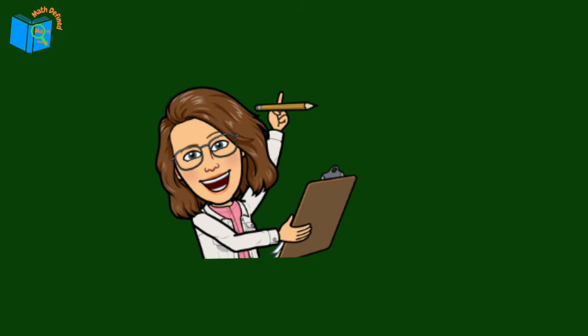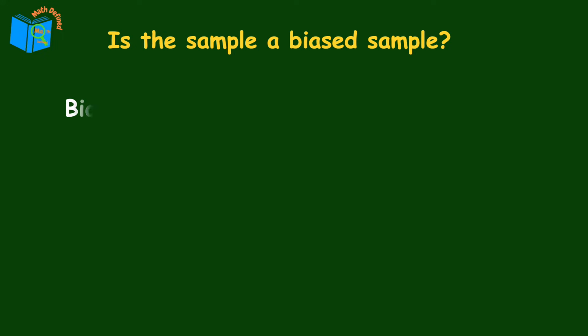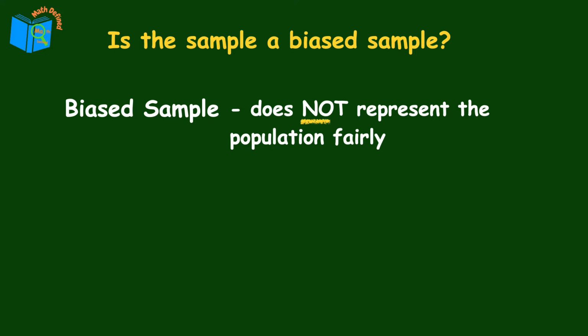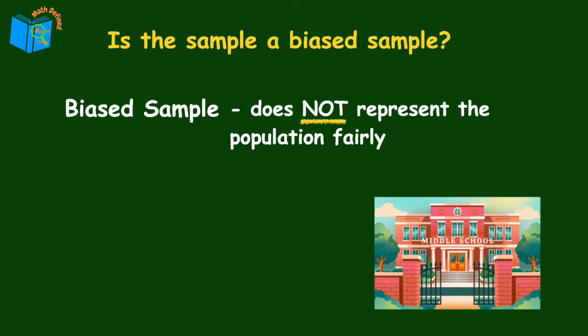First, we need to determine whether the sample is a biased sample. A biased sample is a sample that does not represent the population fairly. A biased sample happens when some people have a better chance of being chosen than others. This means the results are leaning one way, and that's a problem.